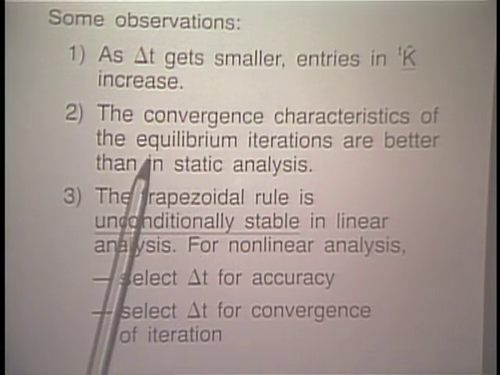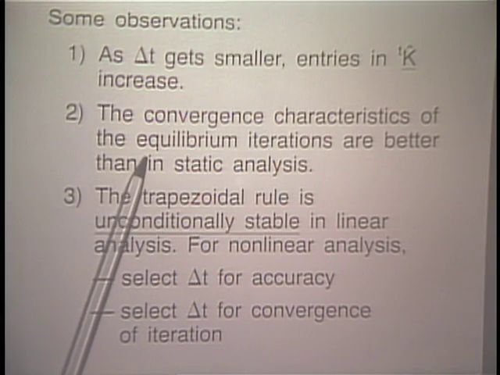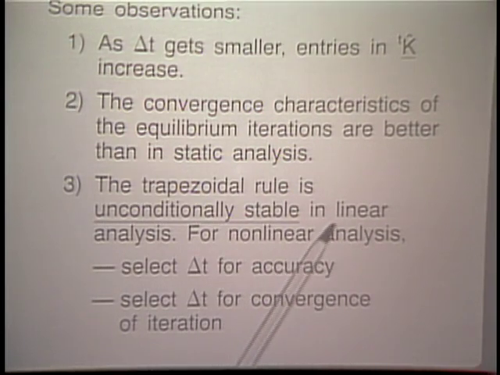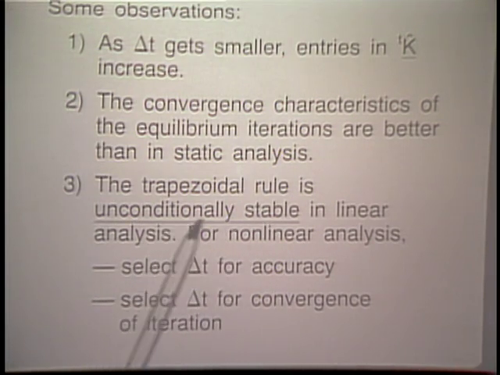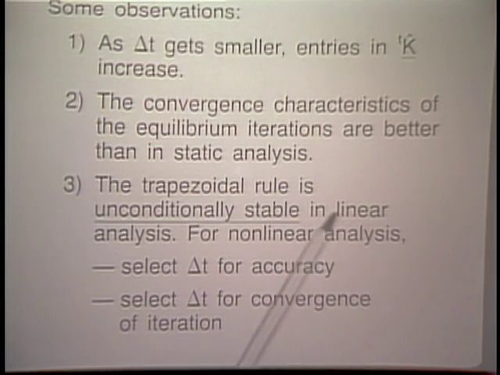The convergence characteristics of the equilibrium iterations are better than in static analysis. The reason being that the entries in t K hat are generally much larger than what we see in static analysis because of this 1 over delta t squared term and 1 over 2 delta t term that I just mentioned. We also notice that the trapezoidal rule is unconditionally stable in linear analysis. The analysis that shows that the method is unconditionally stable is really performed on a linear system, and therefore the unconditional stability strictly holds only in linear analysis.